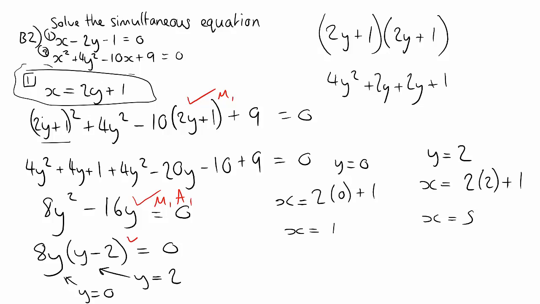You also get an A1 for accuracy, so getting that correct. If you factorised or you've tried to factorise, you get another method mark. If you have got your y values and you've tried to substitute them in to get an x value, you get another method mark. And then you get your accuracy mark for having when y equals 0, x equals 1, and when y equals 2, x equals 5. So there's an accuracy mark for each of those. Okay, so there's 1, 2, 3, 4, 5, 6, 7 marks for this question. Brilliant.